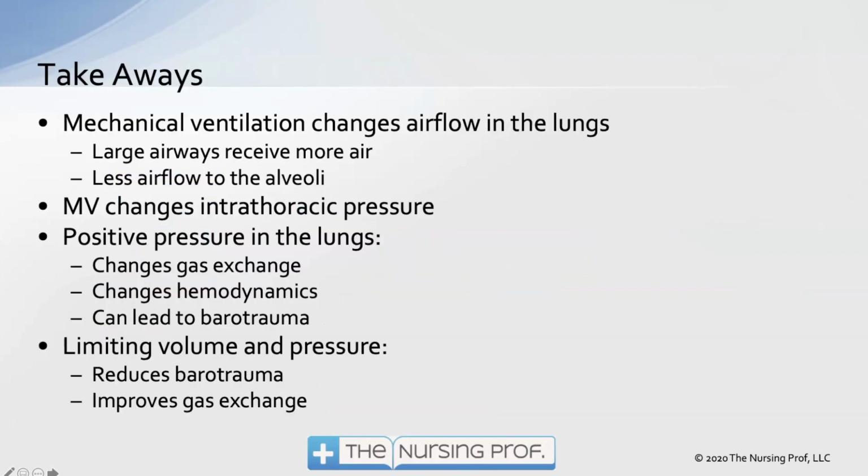So some takeaways. Mechanical ventilation changes the airflow in the lungs. This is not the normal way of breathing. The large airways will receive more air, and there'll be less airflow to the alveoli. Because we're changing the way that the airflow goes in the lungs, we also change the intrathoracic pressure. Positive pressure in the lungs changes our gas exchange and our hemodynamics and can lead to barotrauma.